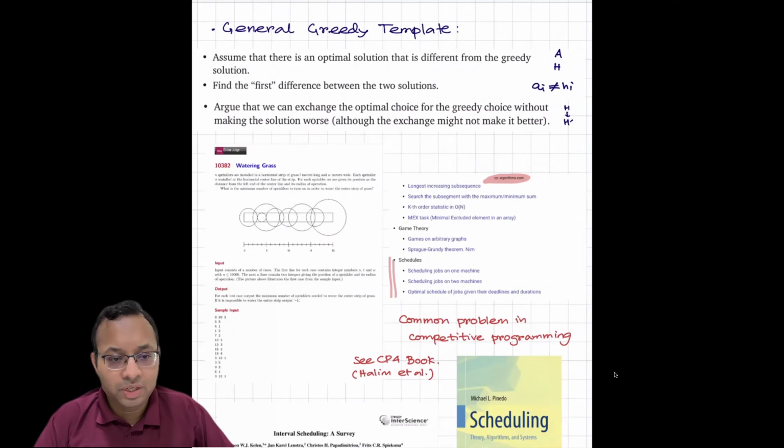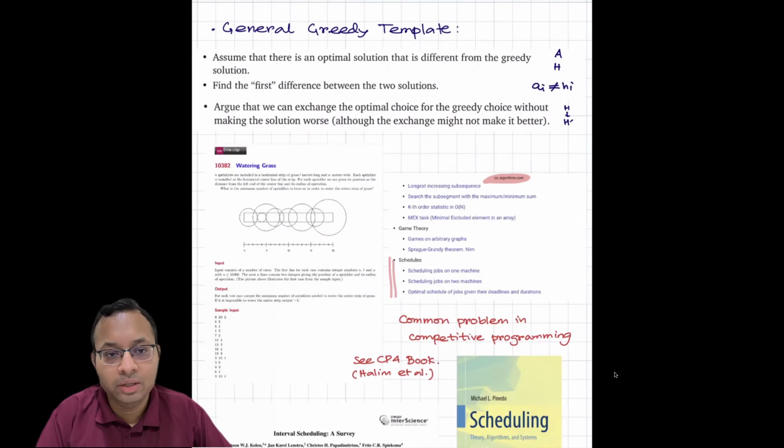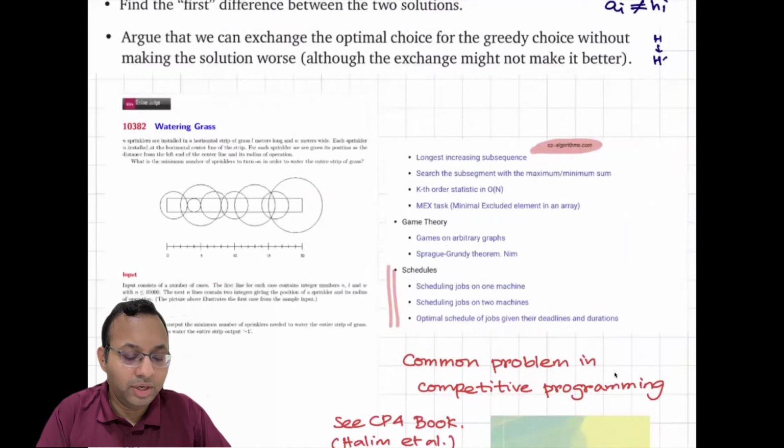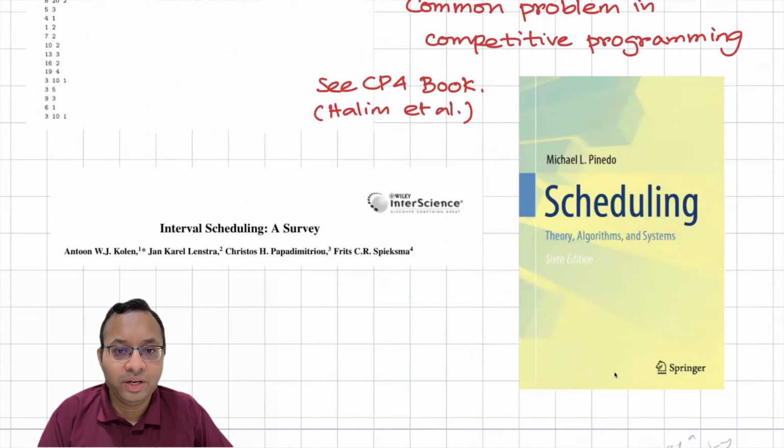Now, I will not mention a lot about competitive programming, but if you go to the web page CP algorithms, there are many very nice problems related to interval scheduling on this website, and in the book on competitive programming by Halim. There are a lot of examples there. In fact, if you read this watering grass problem, you'll find that though it may not look like an interval scheduling problem, it actually is an interval scheduling problem. And scheduling is a very rich area.